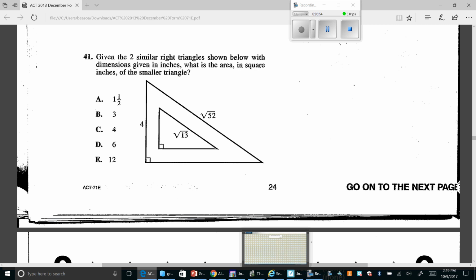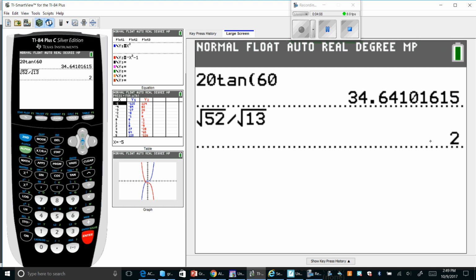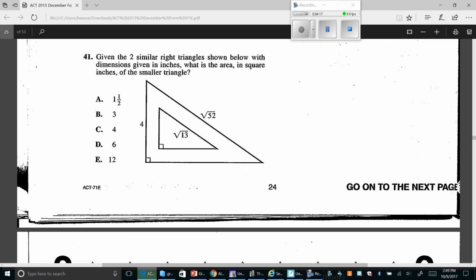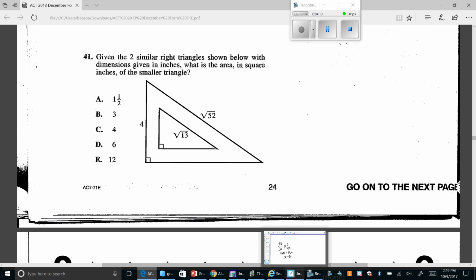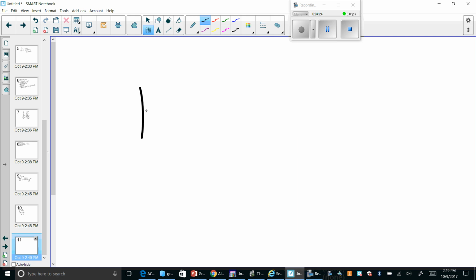So if I divide the square root of 52 by the square root of 13, that is 2. So this side is 2 times bigger than this side. So if this is 4, this would have to be 2. It's double.